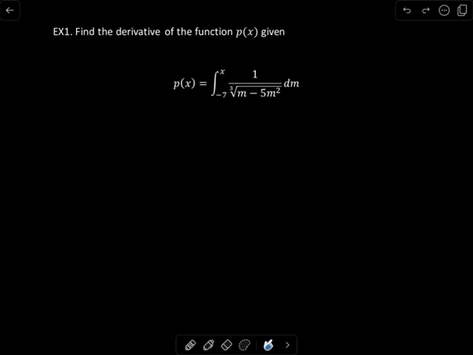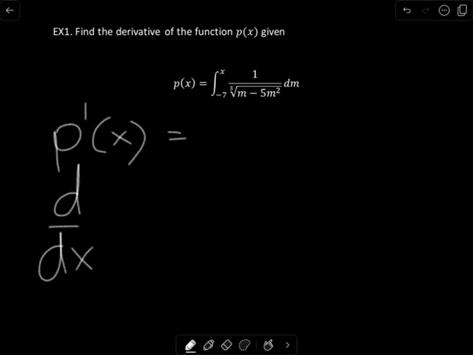All right, let's go for this example. We need to get the derivative of the function p of x, so basically I need to get p prime of x. Now here's p of x. What do I need to do to get p prime of x? I need to take this function and differentiate it with respect to x, because p is in terms of x. So this is equal to the derivative of the p of x function.